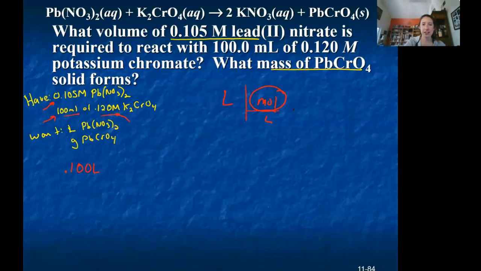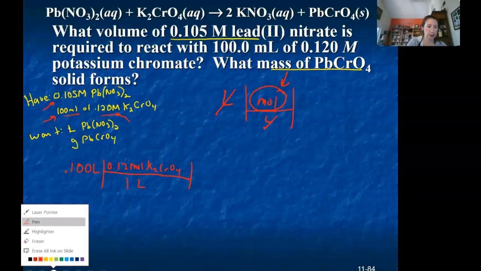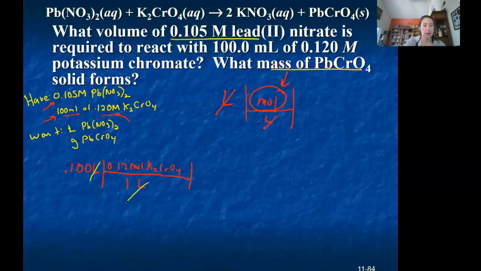If I have liters and I use my molarity, I can get to moles. So I'm going to do that. I have 0.12 moles of K2CrO4. And what I'm doing right now is the exam that you're taking now. We're just using this and crossing off our units. So now we have moles of K2CrO4.